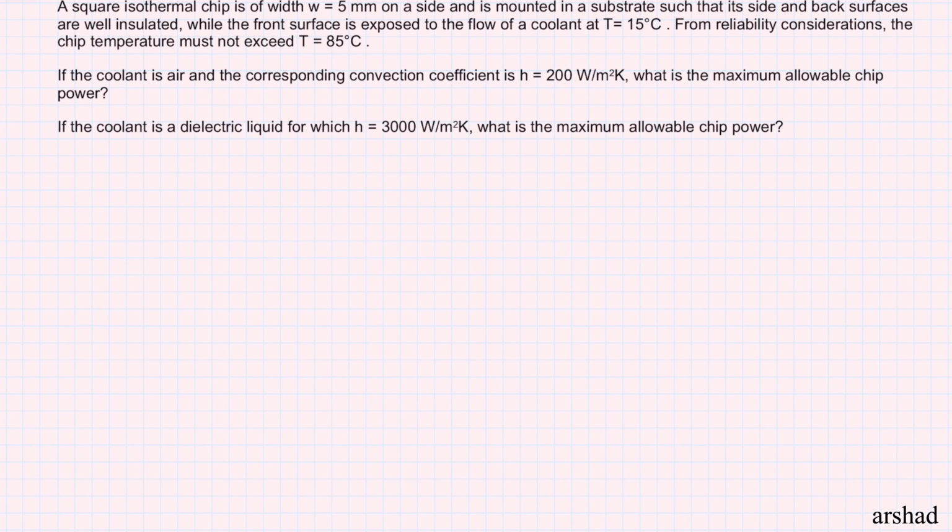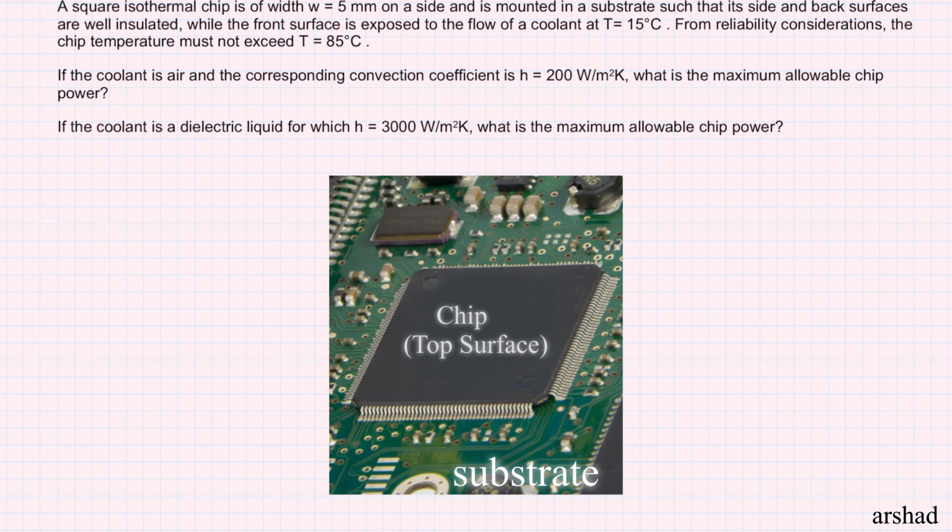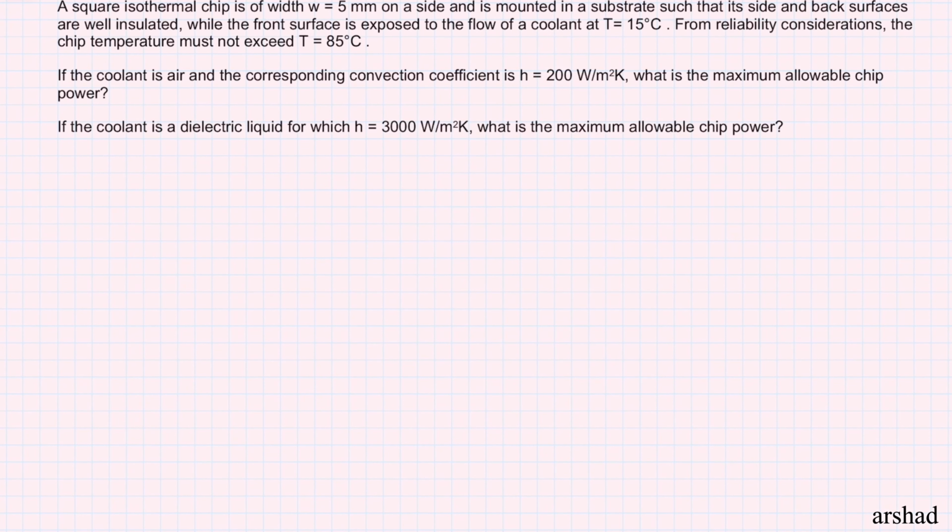So let's start with the problem statement. It says that there is a square isothermal chip of width W equals 5 mm on a side that's mounted on a substrate such that its side and back surfaces are well insulated, while the front surface is exposed to the flow of a coolant at T equals 15 degrees Celsius. And there is a constraint which says that from reliability considerations, the chip temperature must not exceed 85 degrees Celsius. So we have to keep that in mind when solving the problem.